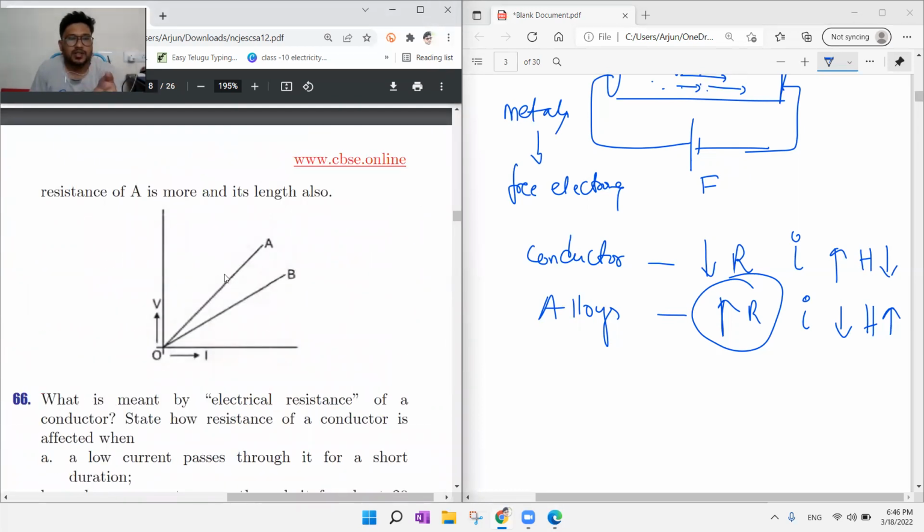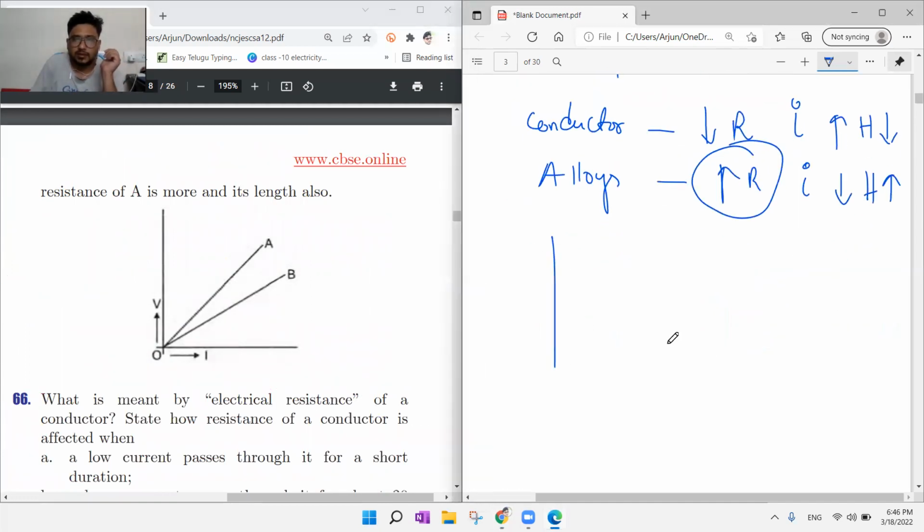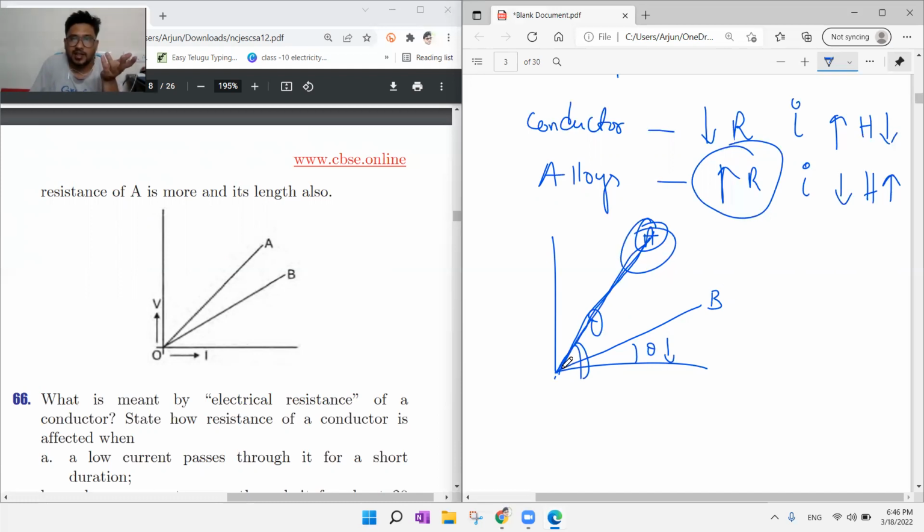Which one has more resistance? This is A, this is B, and A, this line has more slope, right? This angle is also greater. Here the angle is least. So if the angle is greater, if there is a huge slope, then this has higher resistance, and this is the least one, which has least resistance. Directly we can write the answer for that.